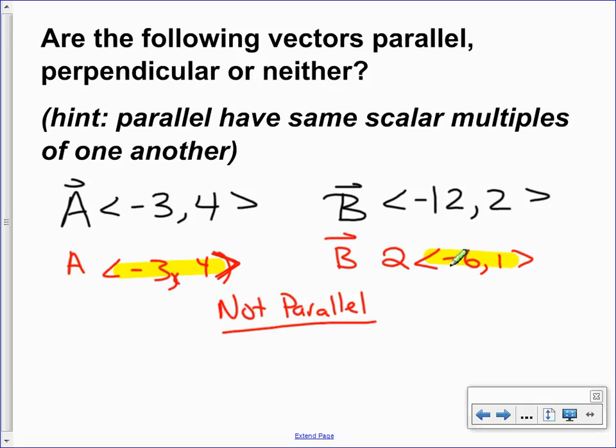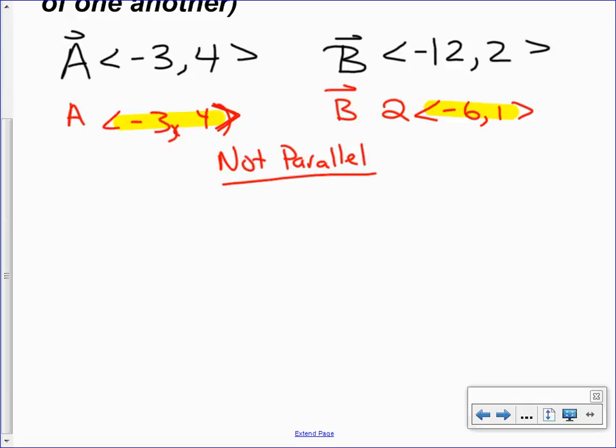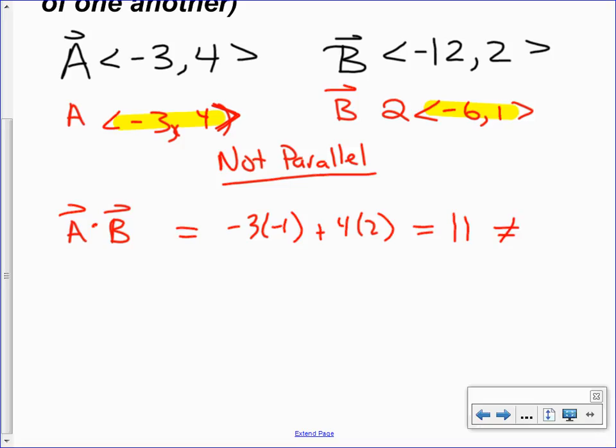Okay. Now let's see if they're perpendicular. How can we check to see if they're perpendicular? If they equal 0. Let's check. All right. Let's do A dot B. Okay. All right. So the components are negative 3 times negative 1 plus 4 times 2, which is 3 plus 8, which is 11, which is not 0.